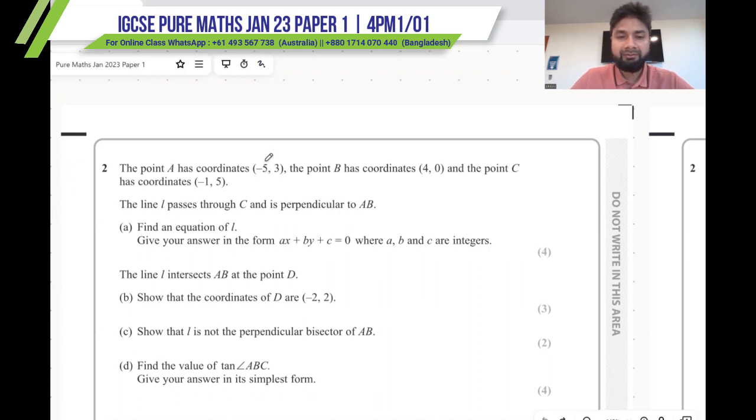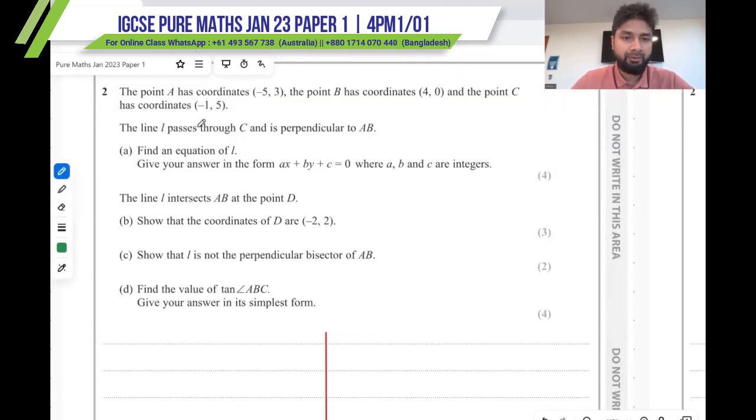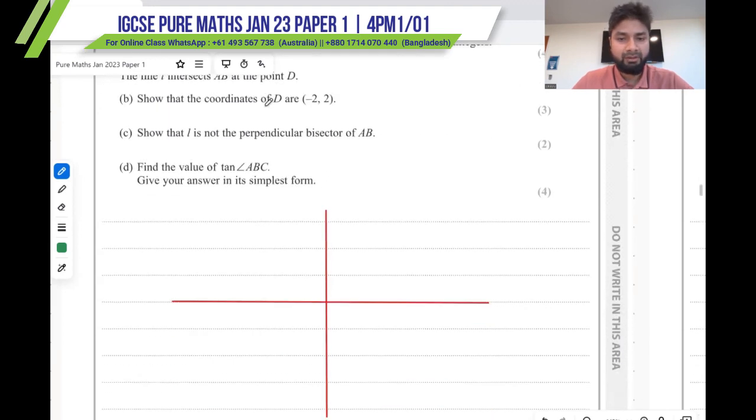So first of all, we have to plot these 3 points to understand what they are talking about. Without drawing, it will be very hard for us to understand this one. So the first point is A. The coordinates of A is -5 and 3. So if I point this part as 3, then definitely -5 will be a bit far from 3. So I can say this one is -5 and this one is 3. So that should be the first point, which is A, -5 and 3.